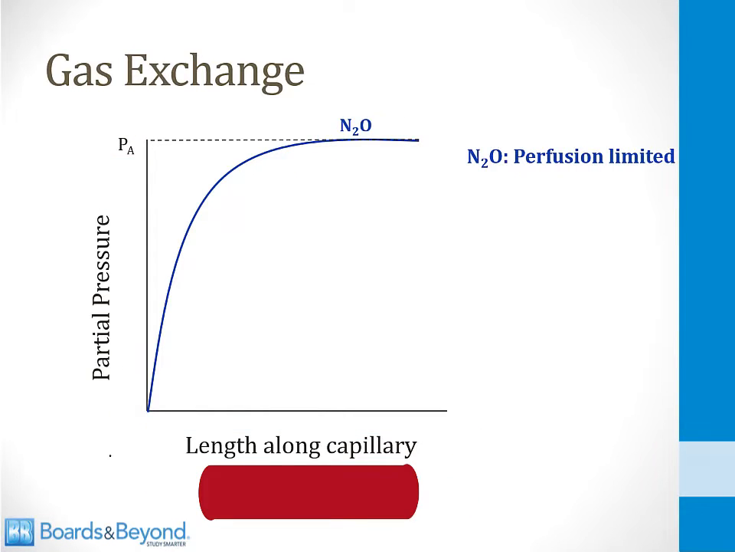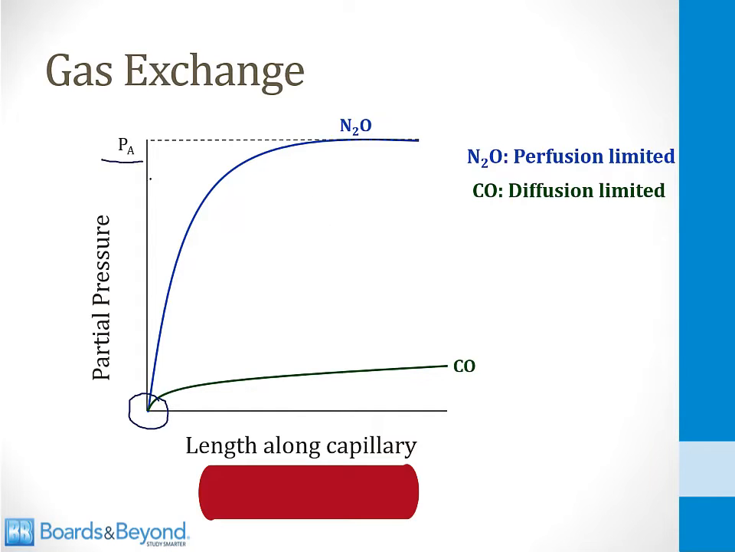If we were to do the same experiment, but instead of nitrous oxide, we administered carbon monoxide, we would find a curve that looks like this. So once again, we don't normally have any carbon monoxide in our bloodstream, so the venous blood would enter the capillary with zero carbon monoxide content. But as it moved along the capillary, it would pick up carbon monoxide from the alveoli, but it would never reach equilibrium with the alveoli.